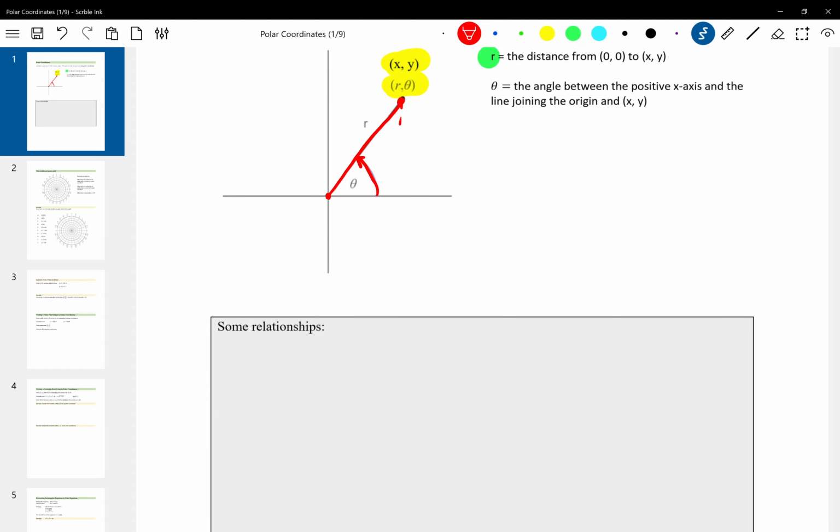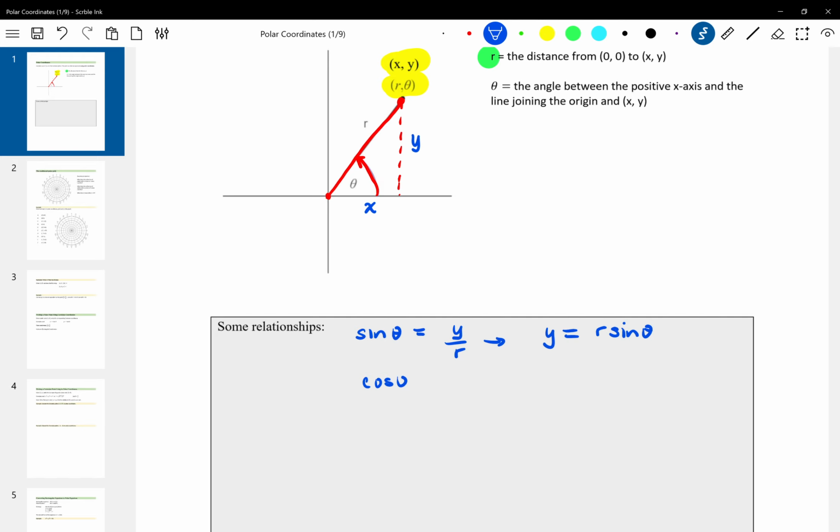I'm going to draw a vertical here. And I'm going to say that this side is y and this side is x, because we have to go over x units and up y units to get to that point. So by setting up a few equations, let's see what we have here. I'm going to say sine of theta is equal to y over r, which means that y is equal to r sine theta. That's a nice little relationship.